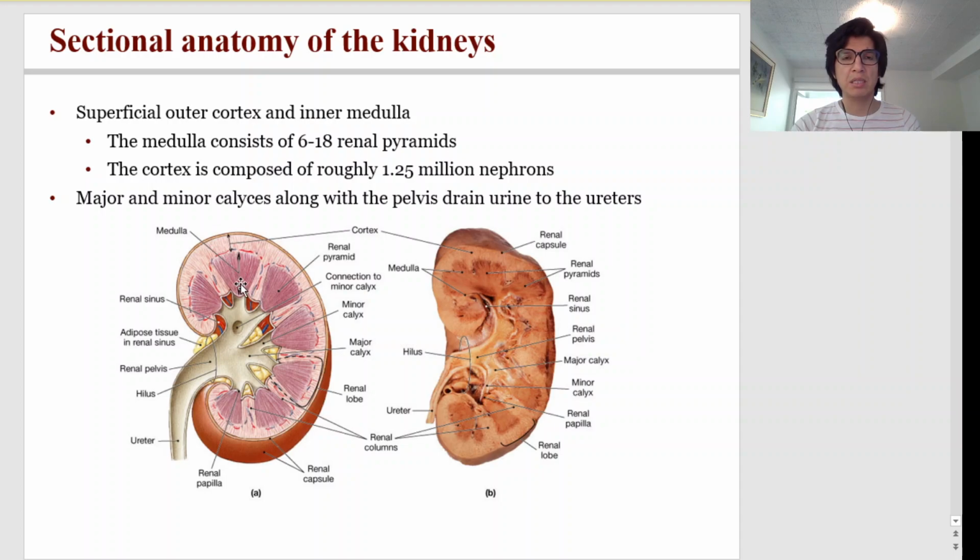The renal pyramids eventually lead into the apex of the pyramid, which is known as the renal papilla. The renal papilla has the look of a sifter, and all of those holes will be connecting these ducts into the calyces here. You have your minor calyces, major calyces, and they lead to the renal pelvis, and from the renal pelvis to the ureter.